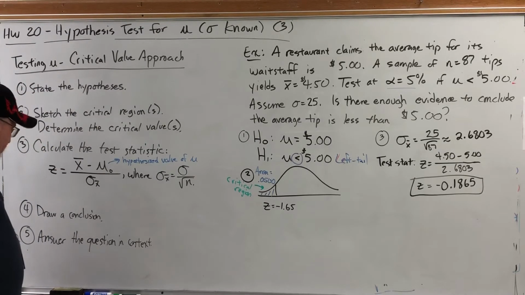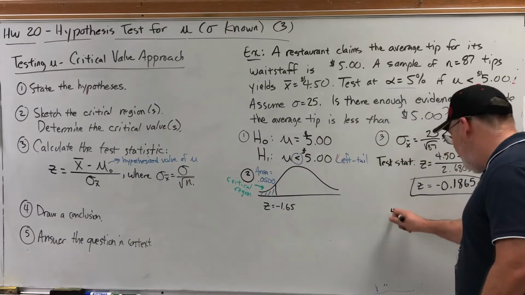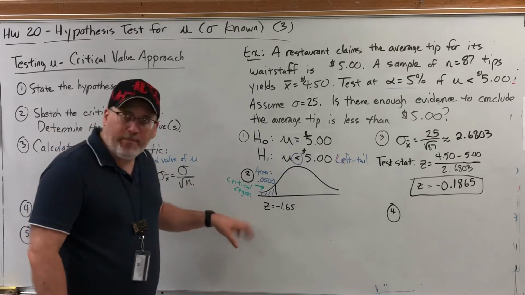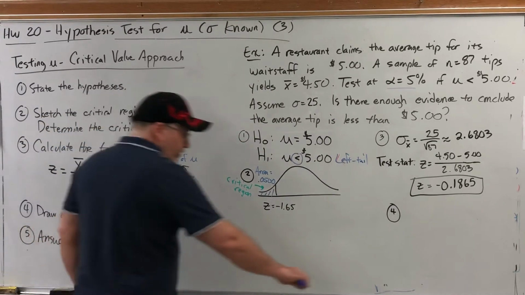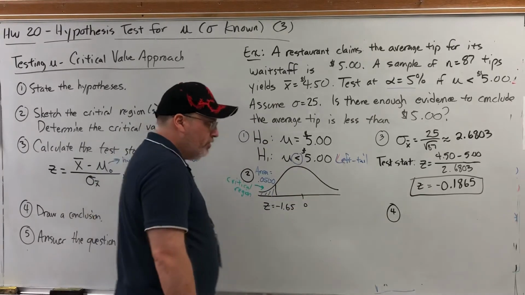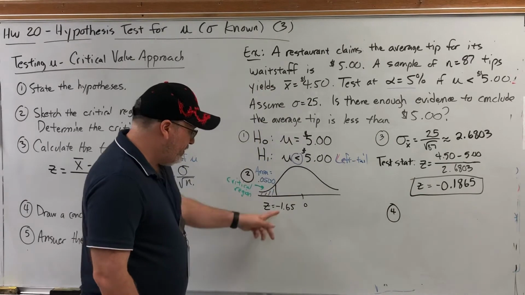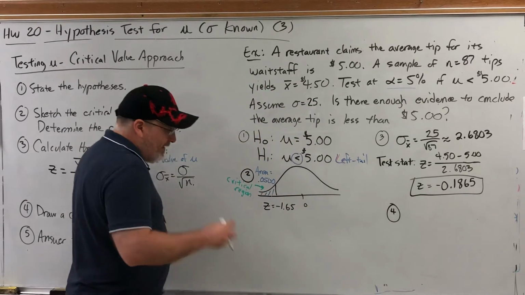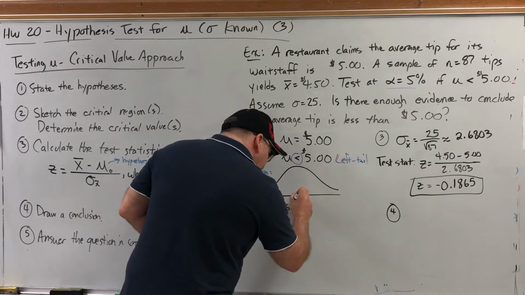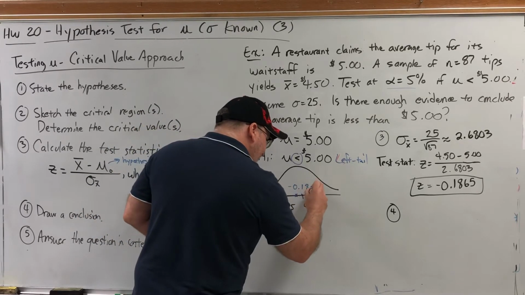Now we just have to do a comparison. To draw a conclusion, all you have to do is locate your test statistic back over here in the picture of your critical region. Remember, we're doing z's in this picture, so the middle is 0. So where would negative 0.1865 land in this picture? And the answer is to the left of 0, but not this far left. So the test statistic would be about here, negative 0.1865.